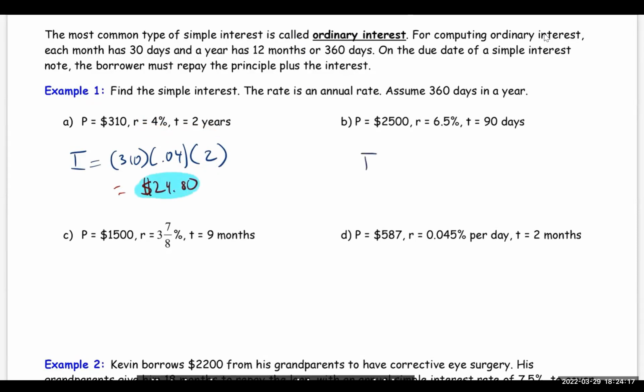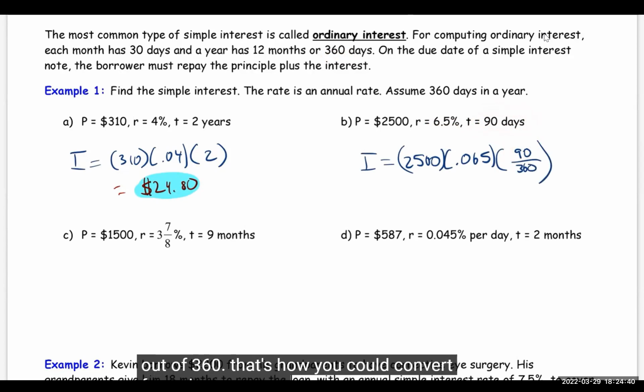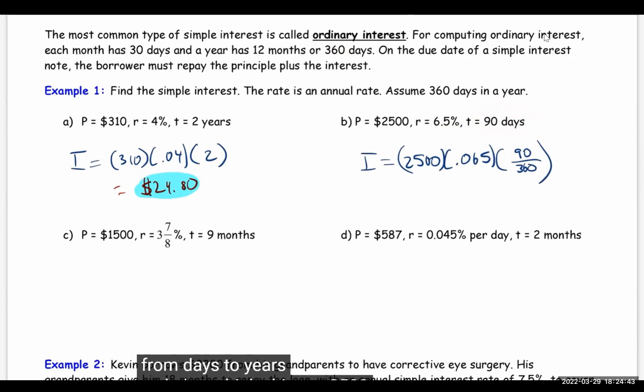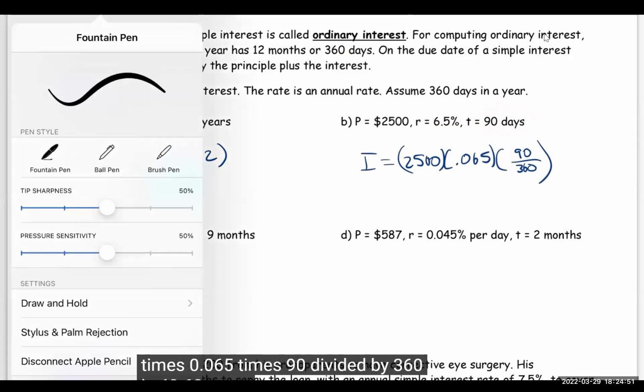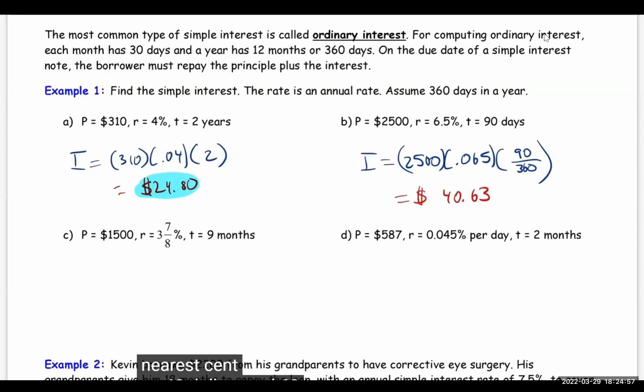All right, the next problem would be interest is equal to 2,500, which is your principal amount, times 0.065 if you move the decimal 2 spaces to the left. This is annual interest rate. This is in days, so we have to convert days to years. They want you to use 360 days. So that would be 90 out of 360. That's how you could convert from days to years. So let's multiply this out. 2,500 times 0.065 times 90 divided by 360 is $40.63 if you round to the nearest cent.